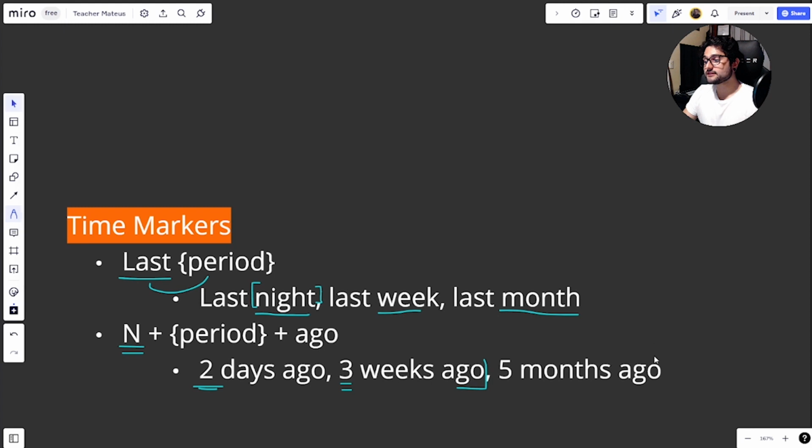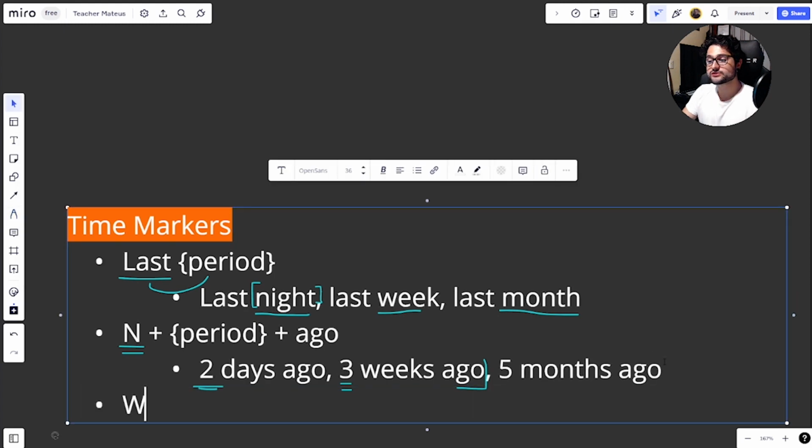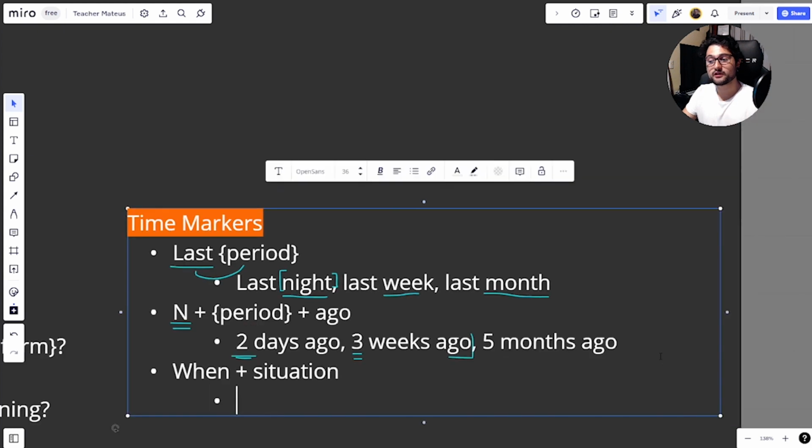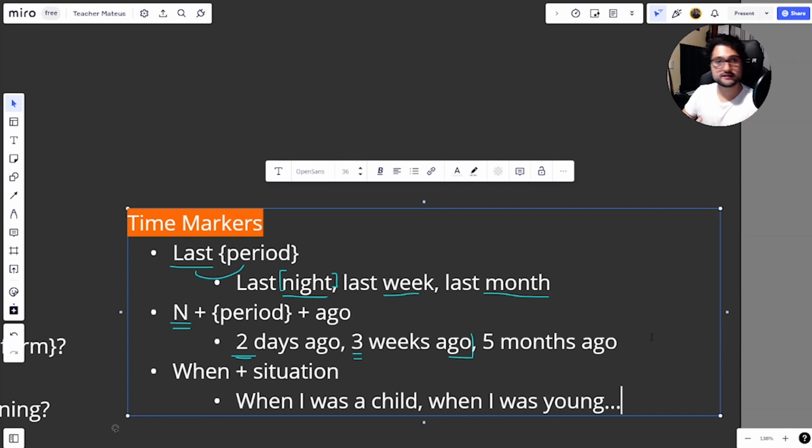Another possibility for the simple past is when we use when plus some situation. For example, when I was a child, or when I was young. And then we complete this with the simple past. So these are the time markers that we normally use with the simple past.